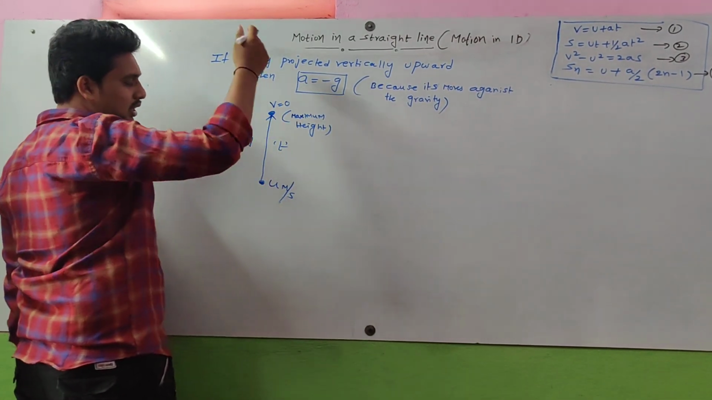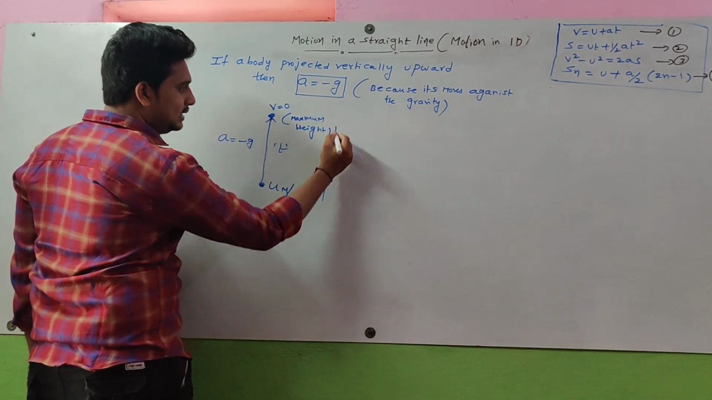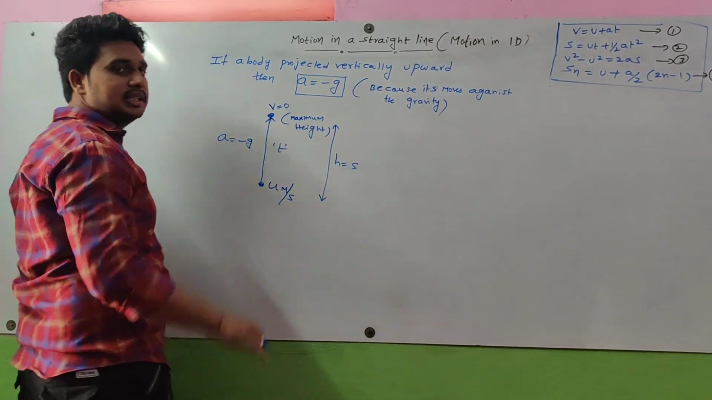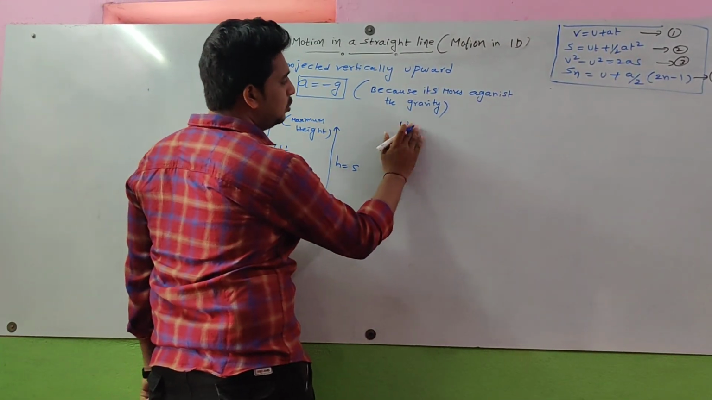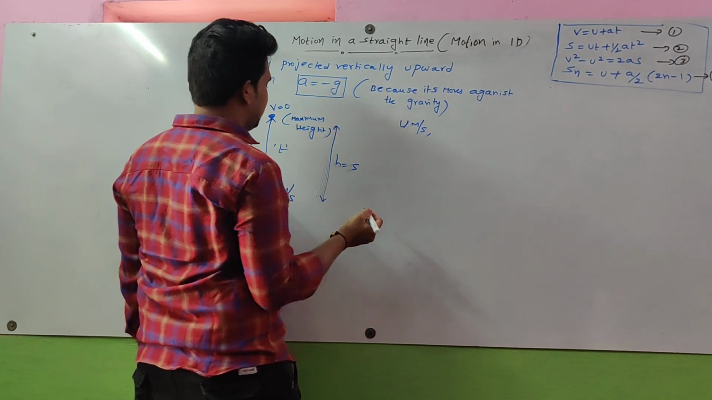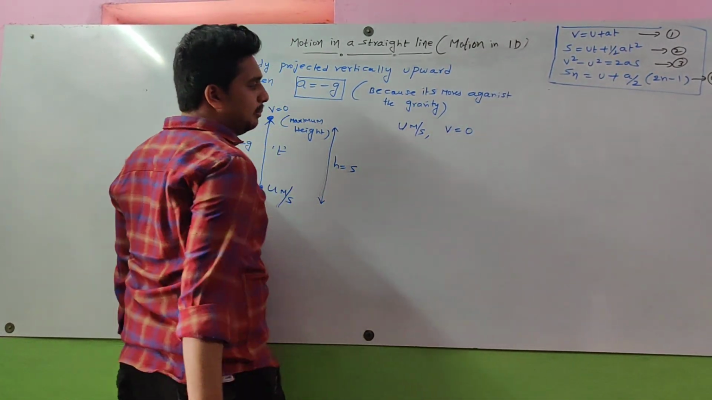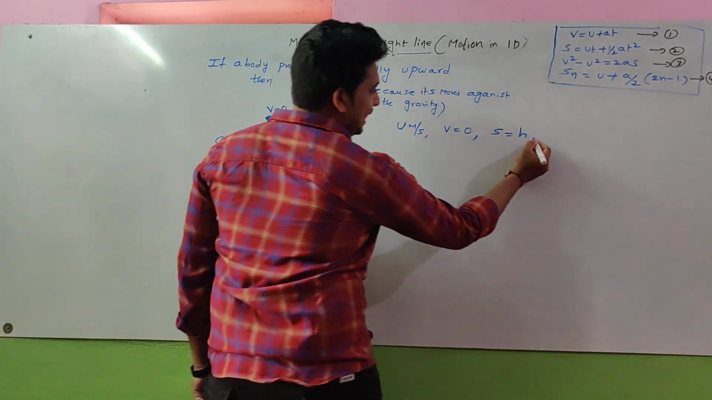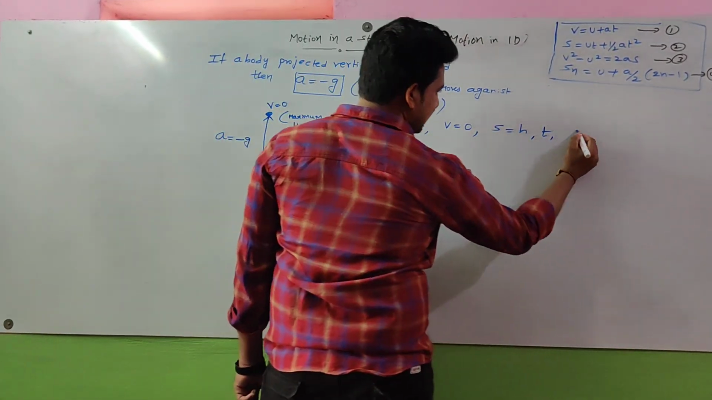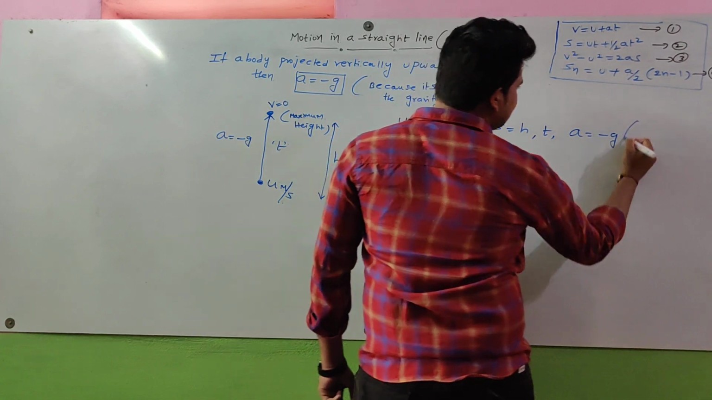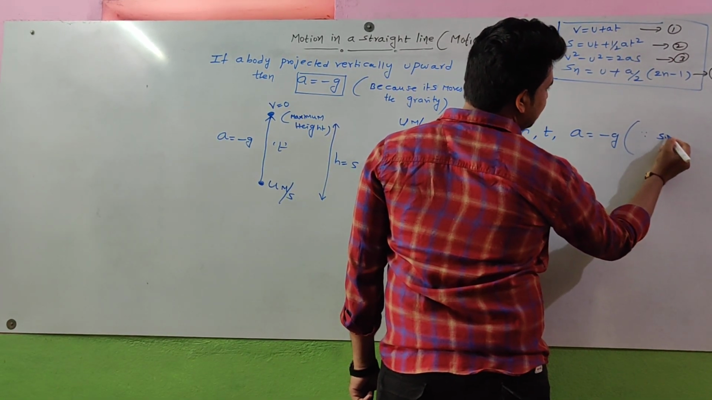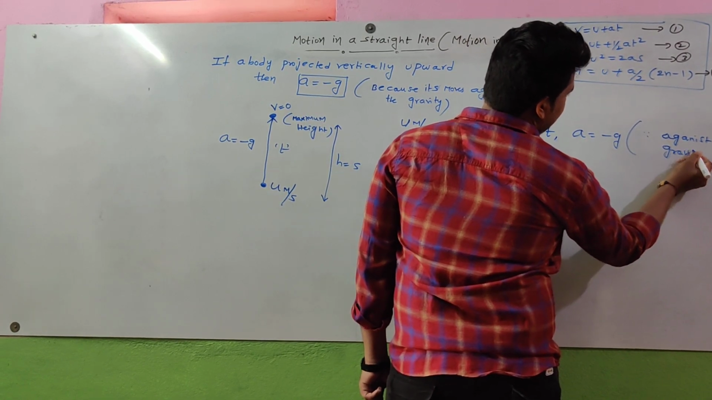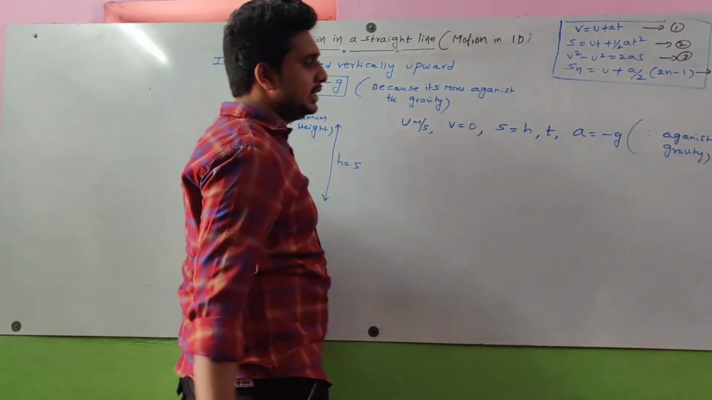Your total distance traveled is here some height h. So distance traveled, this height is h. That means u is equal to u only, initial velocity u meter per second, and final velocity is 0 because at maximum height final velocity is 0. Distance is equal to h meters, and time is t only here, but acceleration is equal to minus g since against gravity. That's why we are taking minus g, opposite to the direction of gravity.